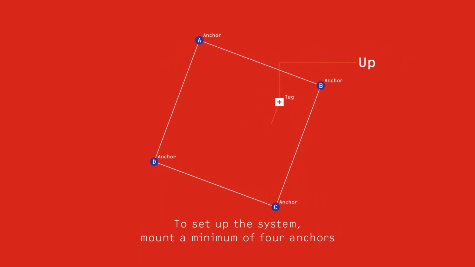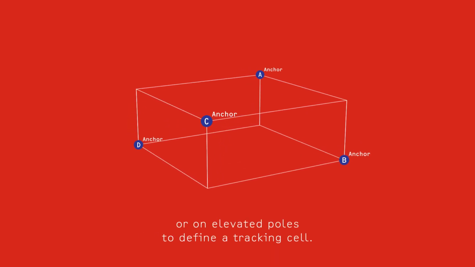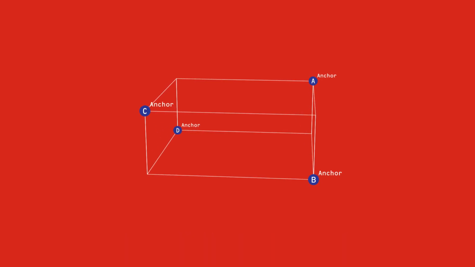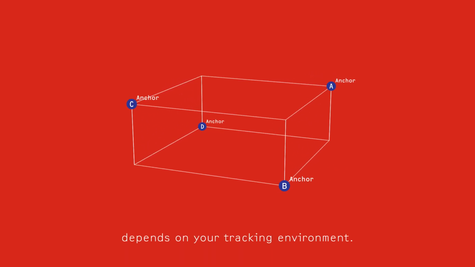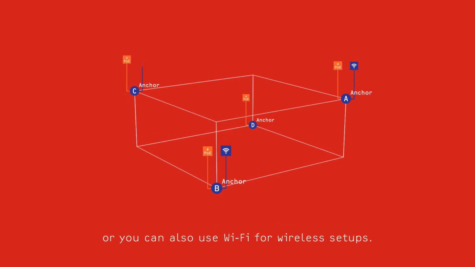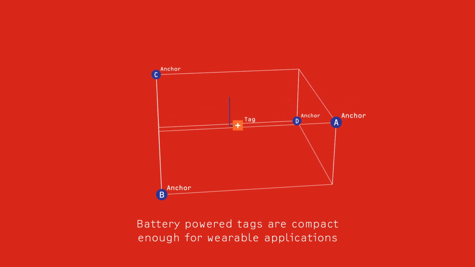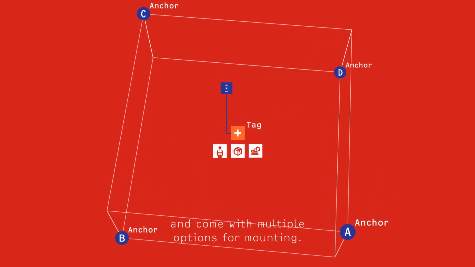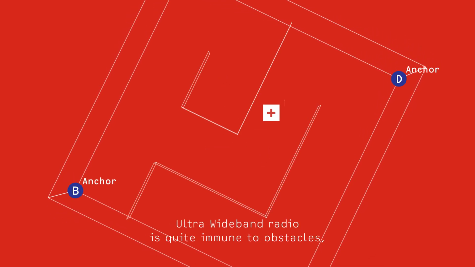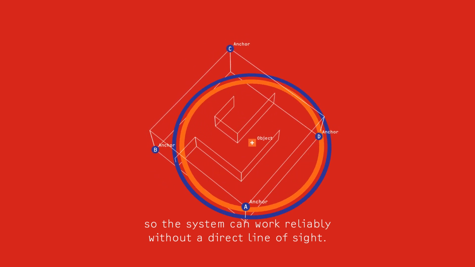To set up the system, mount a minimum of 4 anchors in the upper corners of the room or on elevated poles to define a tracking cell. The exact number of anchors you need depends on your tracking environment. You can connect and power the anchors over Ethernet, or you can also use Wi-Fi for wireless setups. Battery-powered tags are compact enough for wearable applications and come with multiple options for mounting. Ultra-wideband radio is quite immune to obstacles, so the system can work reliably without a direct line of sight.